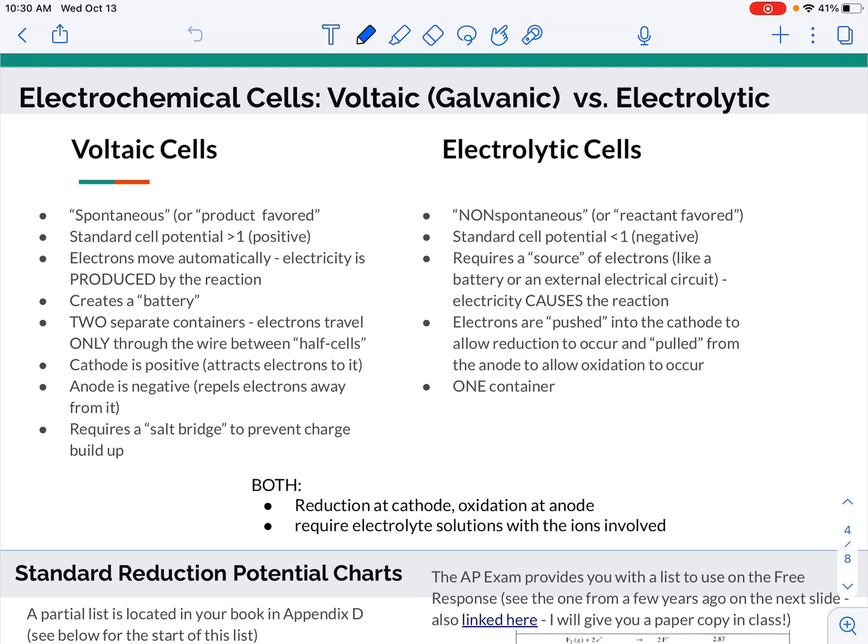Something that's really important is that when we talk about this, if you have two containers, then you're talking about a voltaic cell.